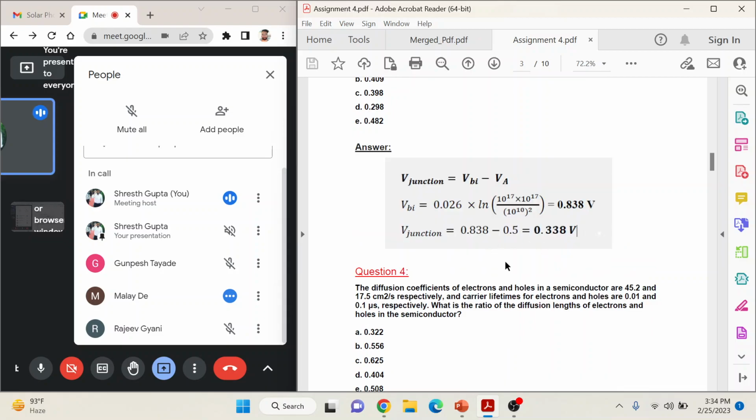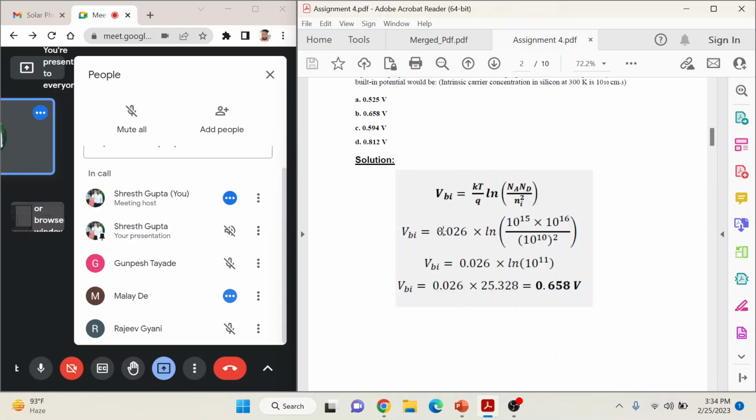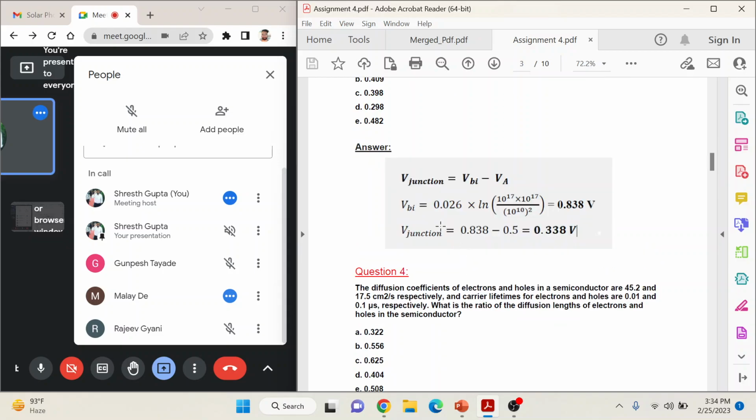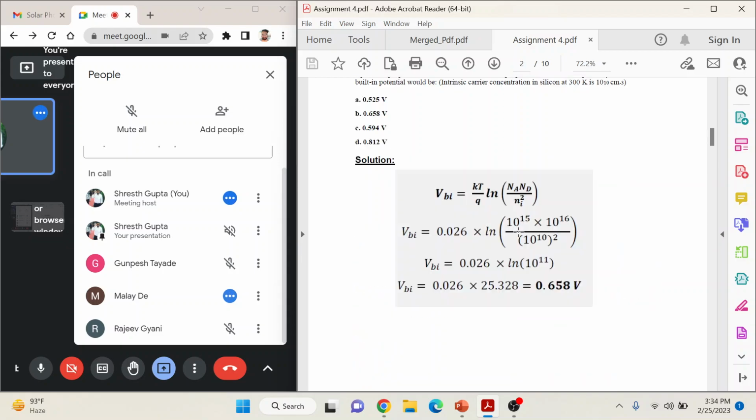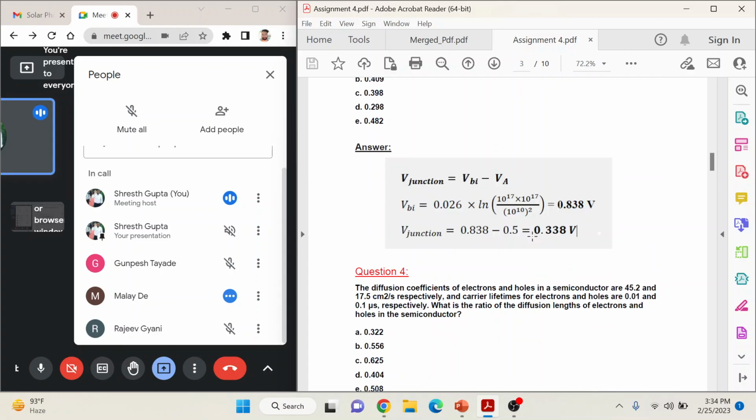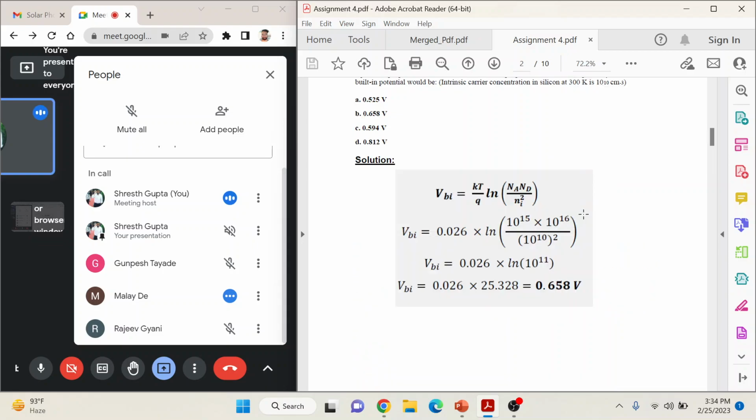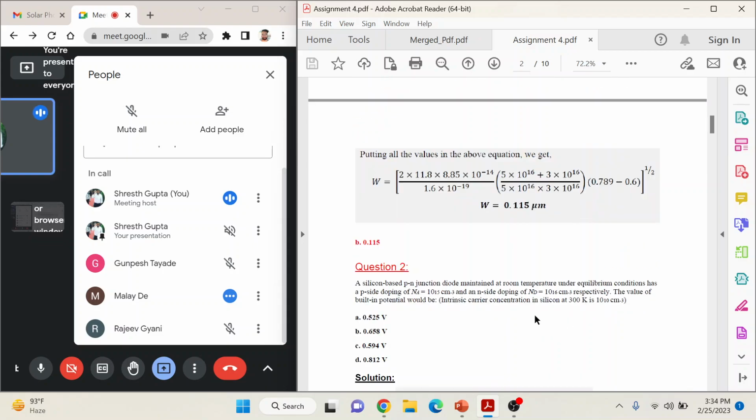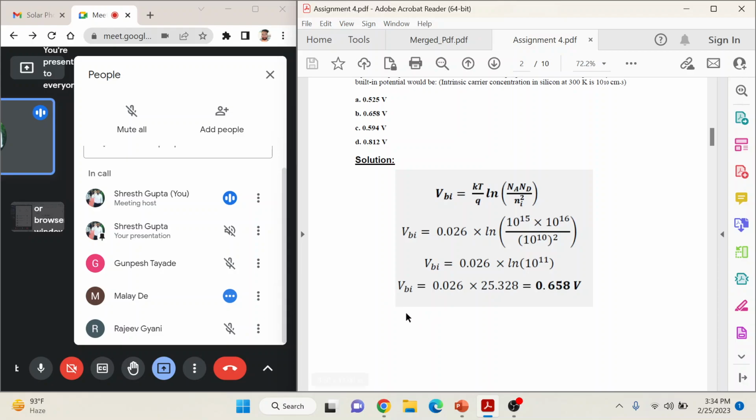We know V junction is equal to V_BI minus V_A. Now for V_BI, from this formula we know kT by q is 0.026. We just put in the value, and the same formula was applied here. N_A and N_D were the same, so if you put 10^17 times 10^17 over 10^10 squared, that means V_BI comes as 0.838 volt, which we were trying to find out here. Our job was just to find V_BI in the above question.